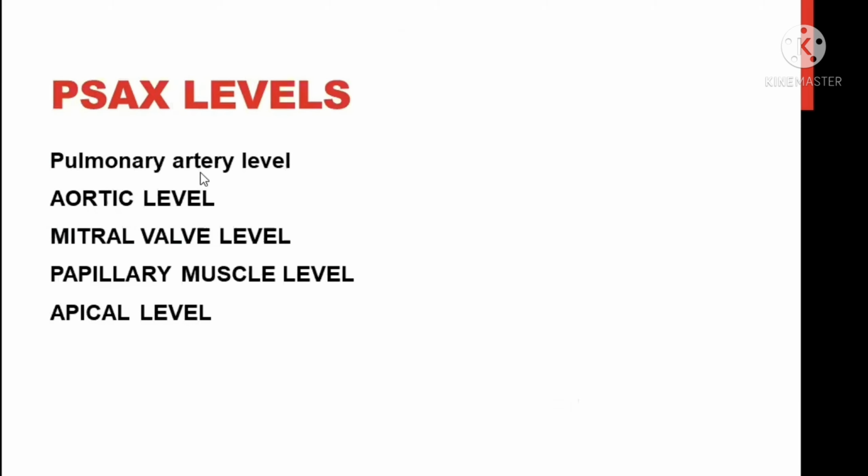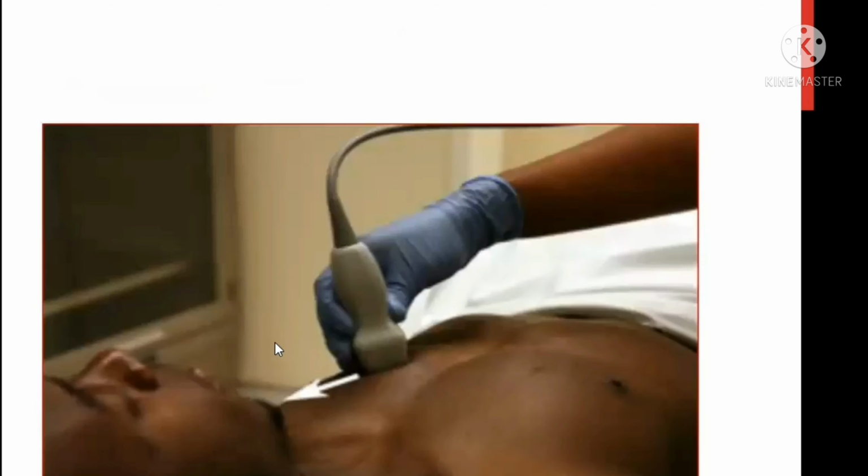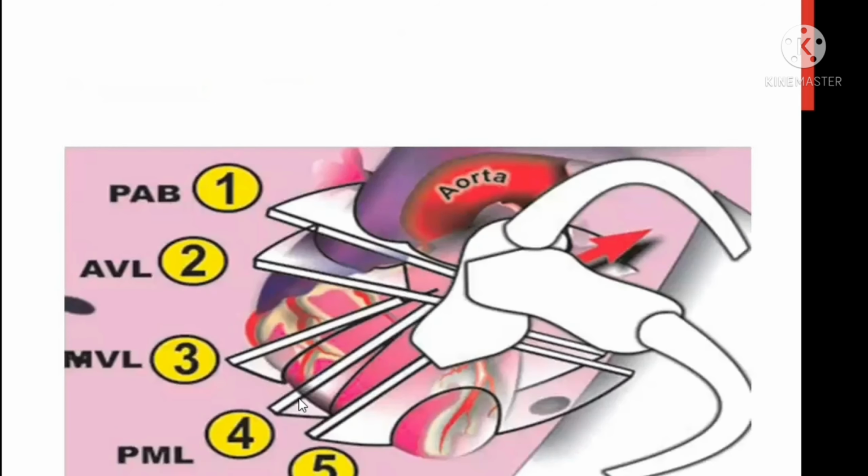So the levels: one is the pulmonary artery level, then the aortic level, the mitral valve level, papillary muscle level, and apical level. Okay, apical level. So this is the probe direction rotated to the left shoulder. As you see here, you start from the pulmonary level. So this is a pulmonary level.